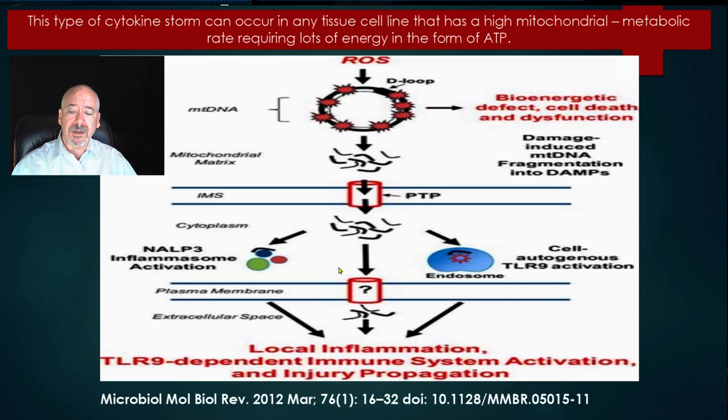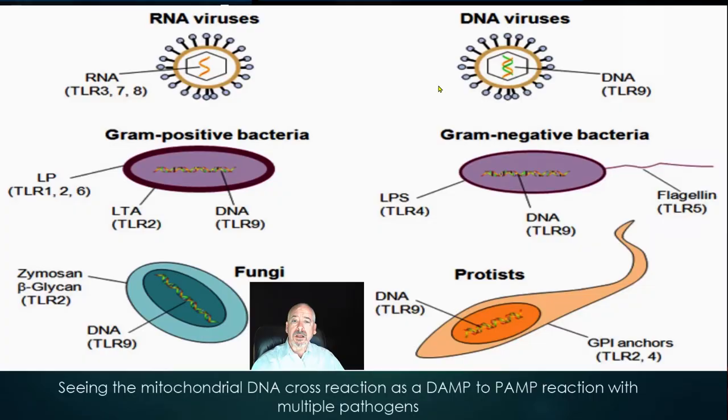And it's a crossover reaction by that toll-like receptor number 9. It's important to also understand that toll-like receptor number 9 is going to be initiating that reaction in the presence of DNA from a virus, DNA from a gram-negative bacteria, DNA from a gram-positive bacteria, the fungi, as well as protozoas. All of these have DNA.